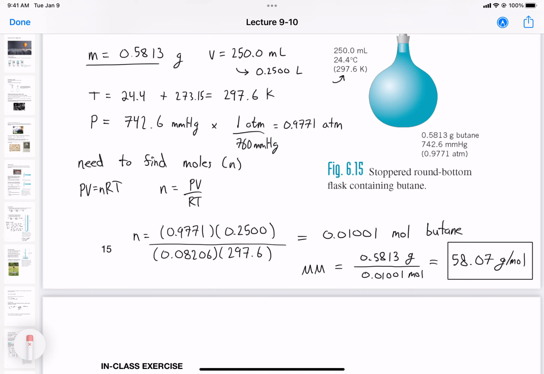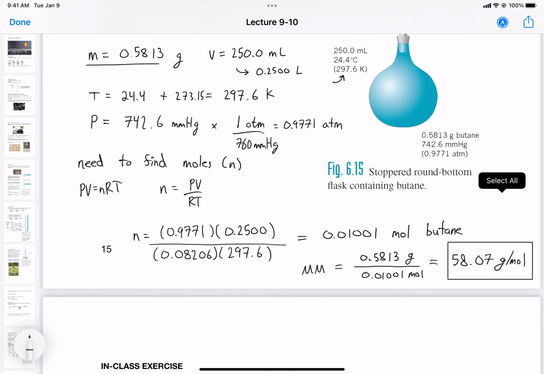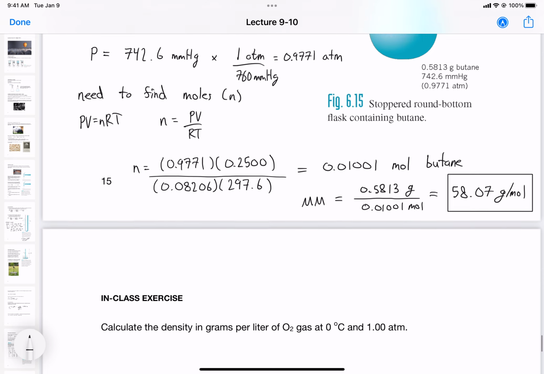Well, it won't matter, the molar mass will be the same for any sample, but that's how you would figure out the molar mass. If you didn't know the identity of the gas, you can actually figure out the molar mass, given that you know how much gas you have in the sample and the other variables. Okay, so that's how you do that problem. Okay, let's move on.